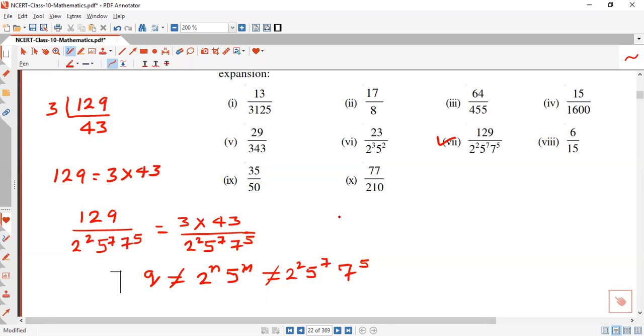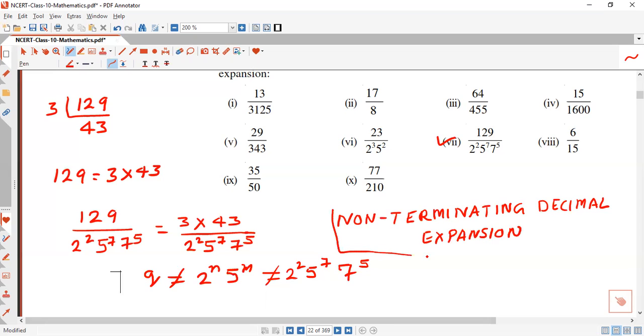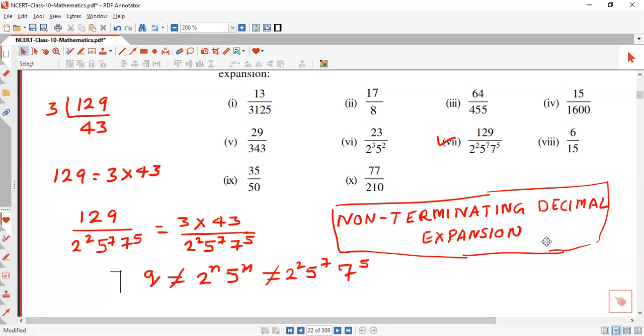So we say it is a non-terminating decimal expansion. This is the answer. Now we look out for the next number.